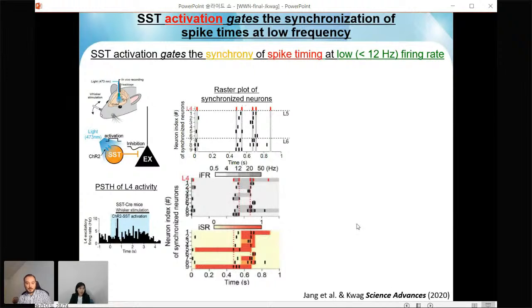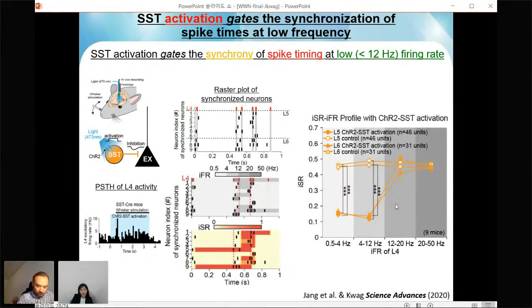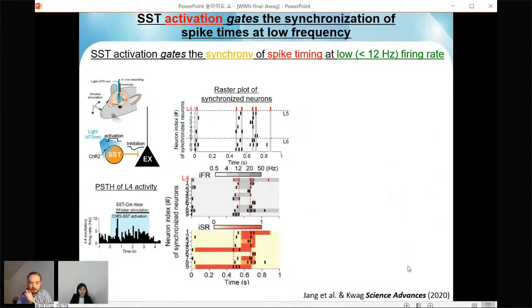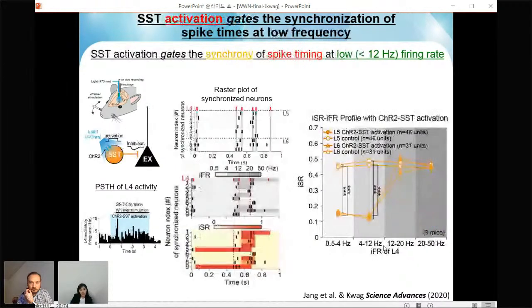Now if you do the same experiments activating SST interneurons, with the same analysis, you can see the IFR and iSR are different already, and these high firing rate spikes are colored red here. This means that activation of SST interneurons gated the synchronization of spike times at low frequency, low firing rate, below 12 hertz, and above 12 hertz the synchronization was intact. So you can already see that these two graphs are very complementary.